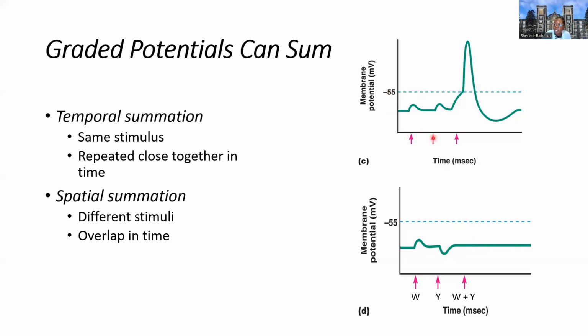For the temporal summation example, they're both positive, and because they're the same stimulus, but close enough in time, so kind of one right after the other, we can add those together, and they're both going to sum to give us a stronger membrane potential change, which gets us to threshold, and then we fire an action potential.